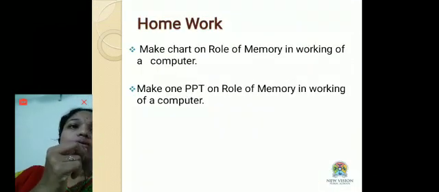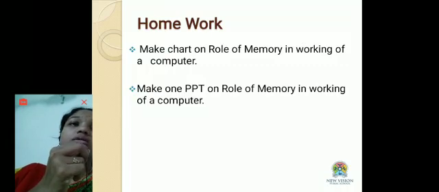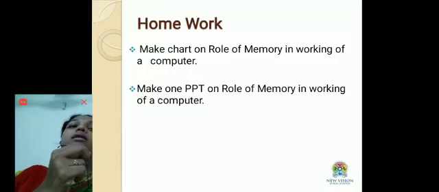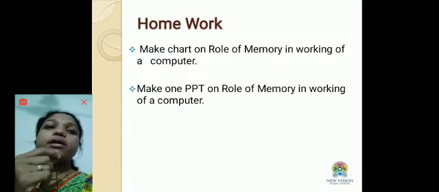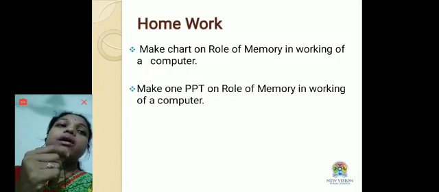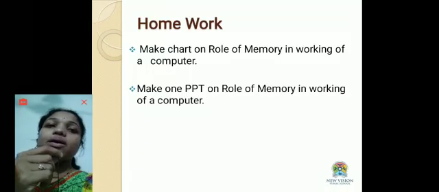After that, homework. Today's homework for you: make a chart on the role of memory in the working of a computer and make one PPT on the role of memory in the working of a computer.